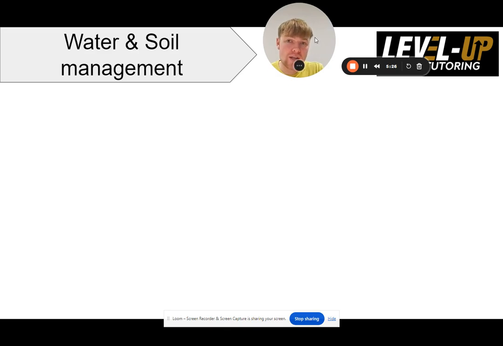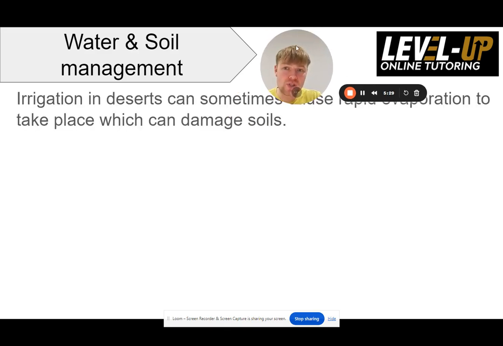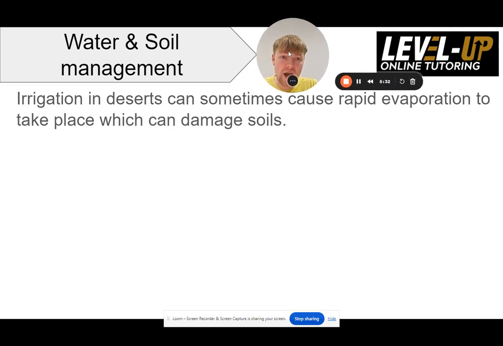So the first one that we're going to look at is water and soil management. Irrigation in deserts can sometimes cause rapid evaporation to take place, which can damage soils. What happens a lot is that because of the very quick rate of evaporation, we have water on the surface, and when that water evaporates, it will leave behind certain materials. For example, salts. Salts is a big one. So the water will evaporate and it will leave behind salt deposits. That's the word I was looking for a moment ago.